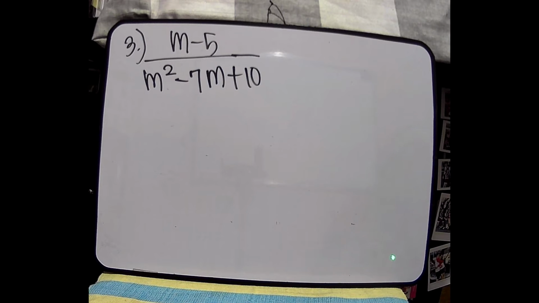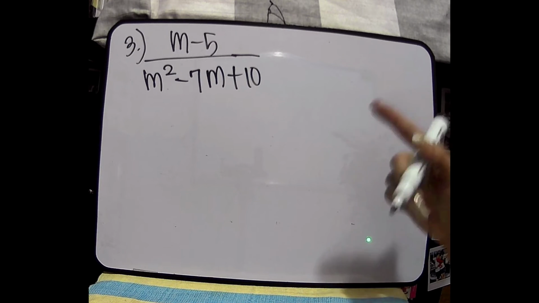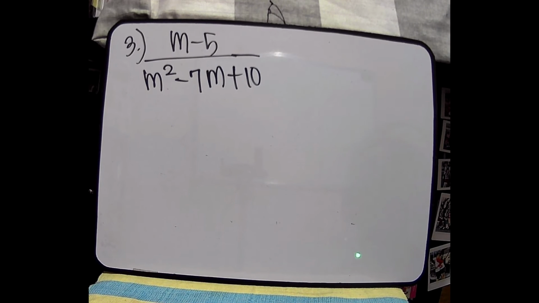Okay, let's have another rational expression. So let's find the restriction for this. Again, let's find the factor of our denominator. Dahil wala pa sa lesson ng simplifying rational expression, hindi ko muna ipapakita yung pag-simplify ng rational expression, which is pwede naman sana. Pero let's focus on finding the restriction.